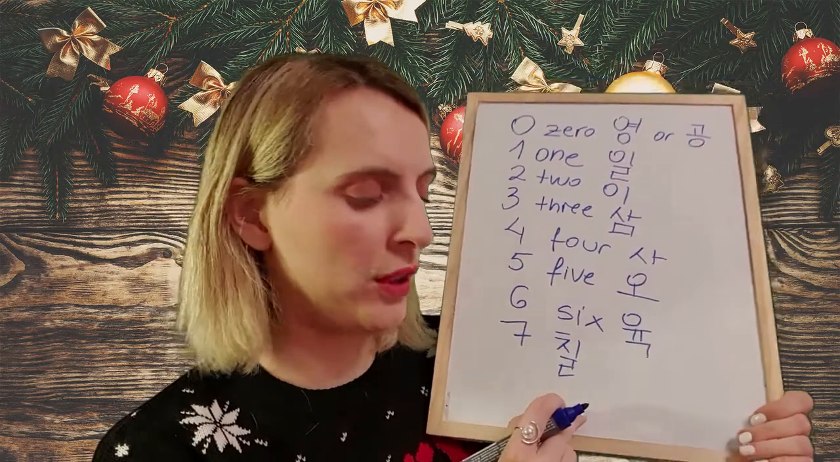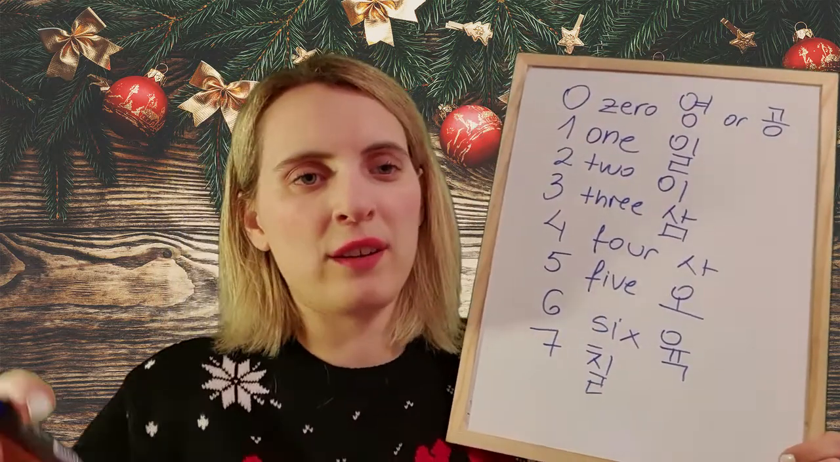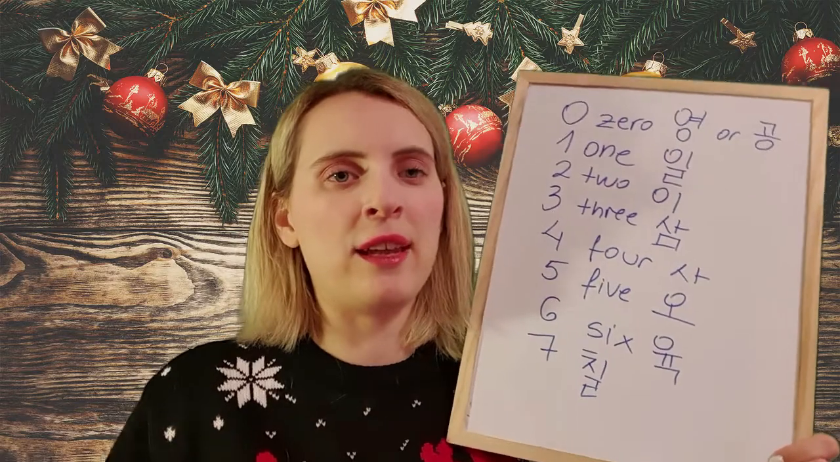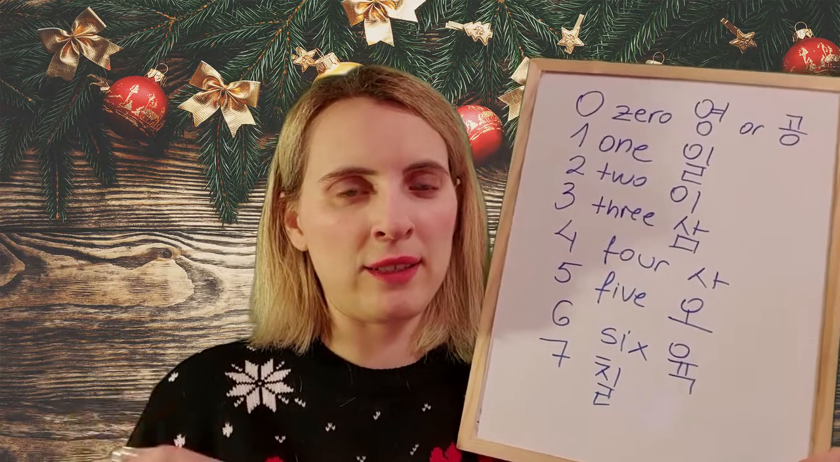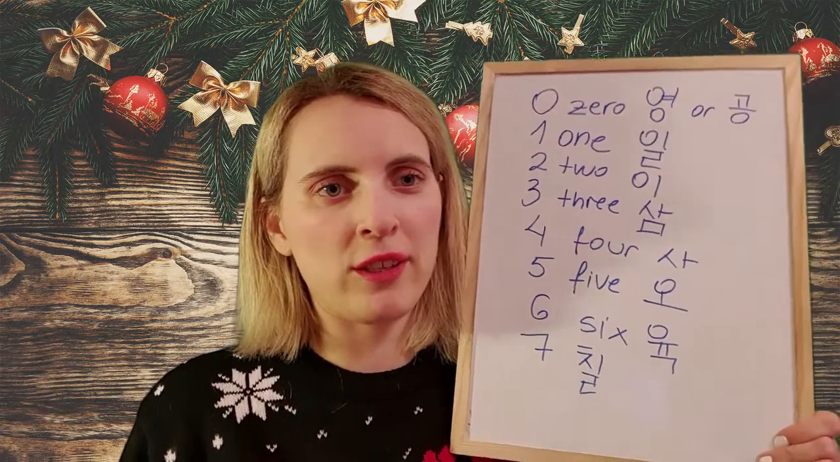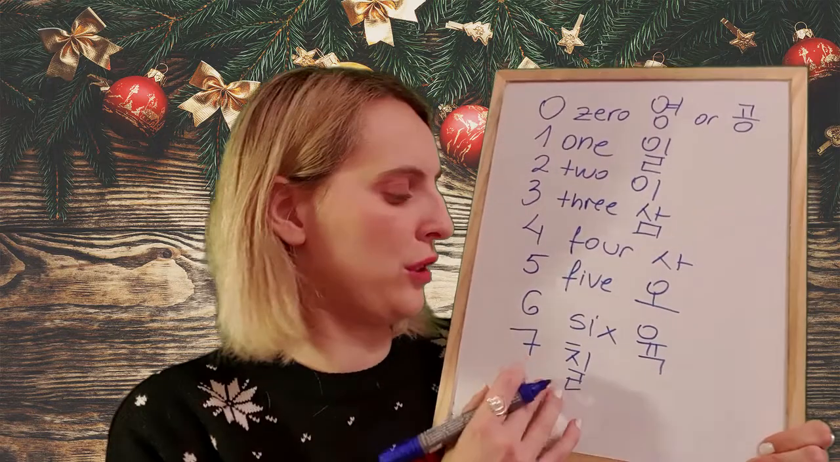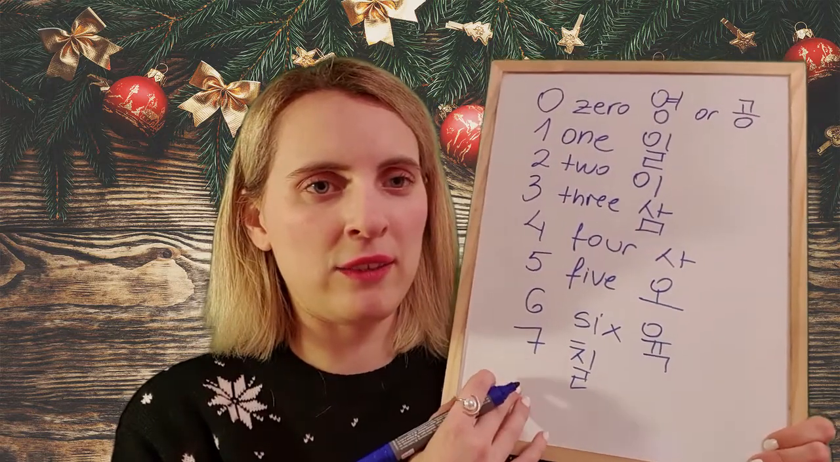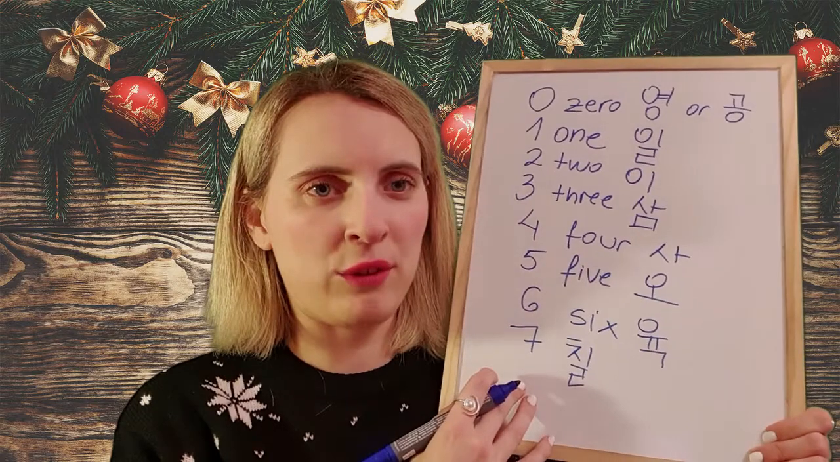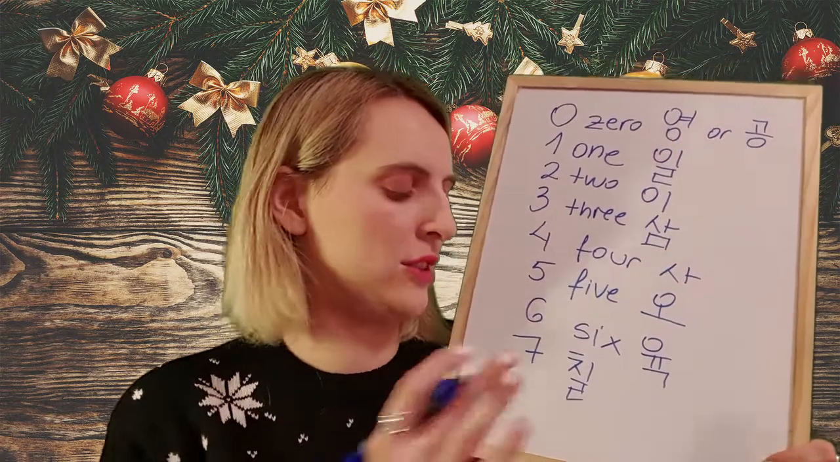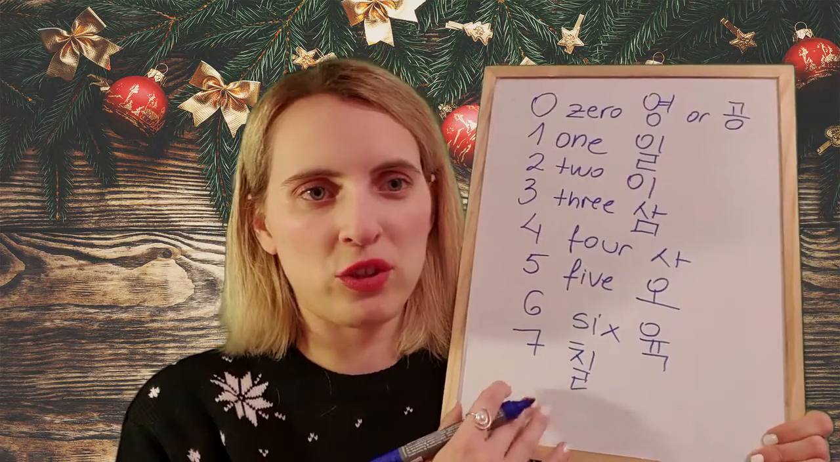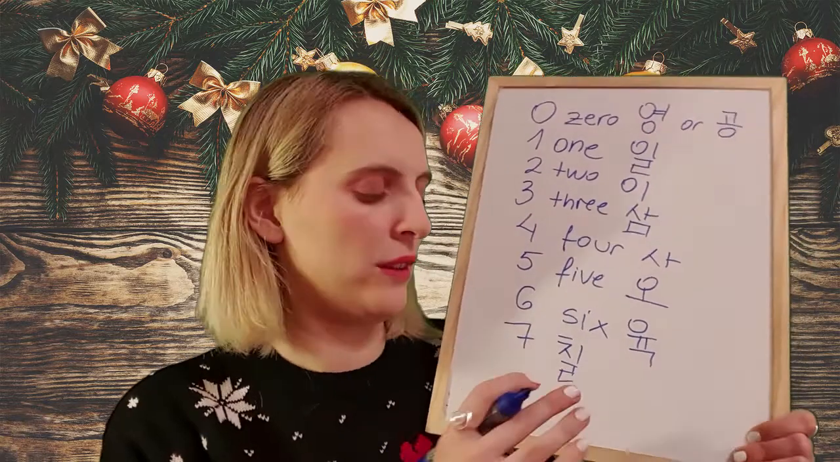And how do I remember chil? Well, like chilling. 7 is for chilling. The 7th day of the week is Sunday, and Sunday is the day for chilling. It is time for chilling, no work, no stress, just chilling. And I remember it like that. So chil, 7 is for chill.